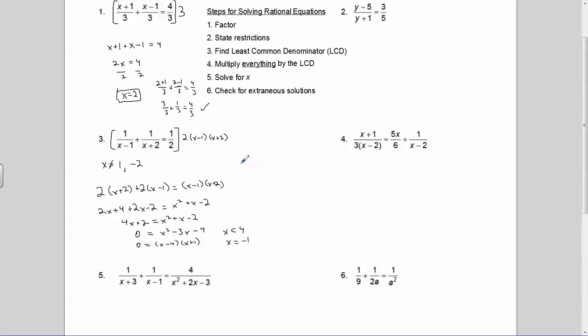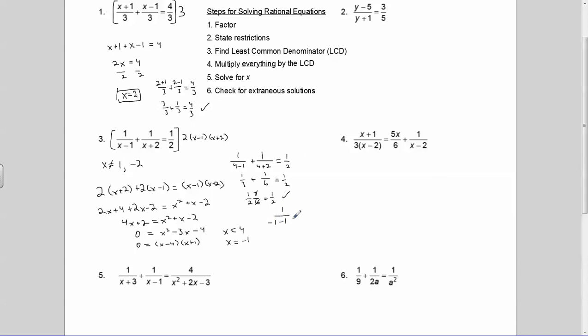So let's do 4 first. 1 over 4 minus 1 plus 1 over 4 plus 2, and that is equal to 1/2. So 1 over 3 plus 1 over 6 equals 1 over 2. So this is 2 over 6 when we find a common denominator, and 2 plus 1 is going to be 3. So 3 over 6 equals 1 over 2, and that will reduce to 1 over 2. So that works out.